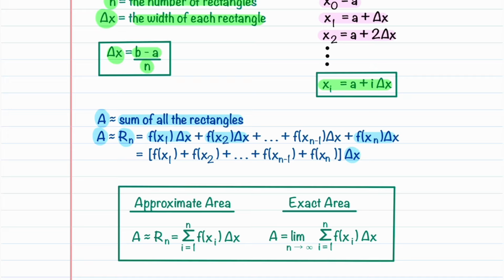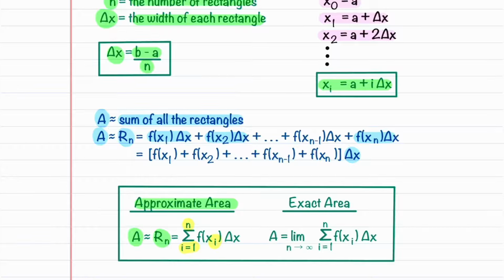This formula is really long, so what's done in practice is that this formula is written using what's called summation notation. I have a video on that if you need to review that. It's just a compact way of writing the sum of a bunch of terms. We can then say that the approximate area under our curve, A, is approximately r sub n, and it's the sum from i goes from 1 to n of f of x sub i times delta x. So it's just f of x1 plus f of x2 all the way up through f of xn, and all of those get multiplied by delta x.